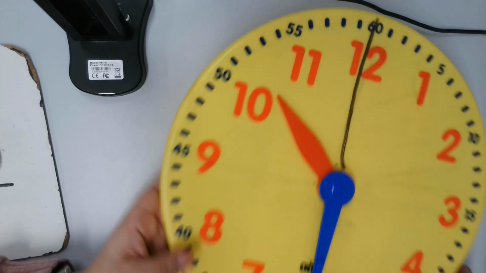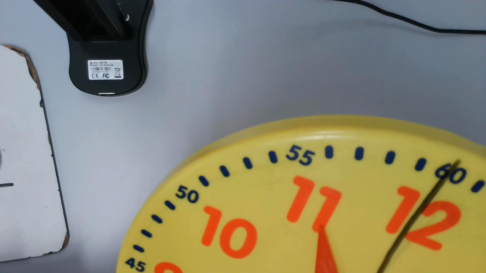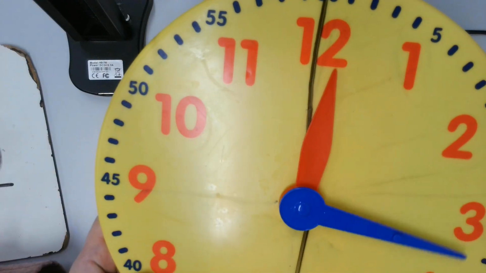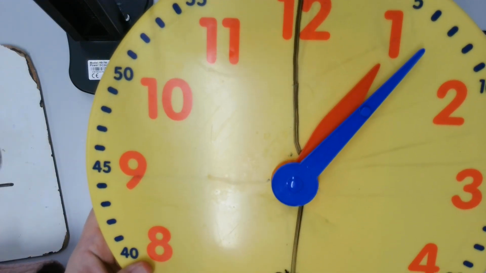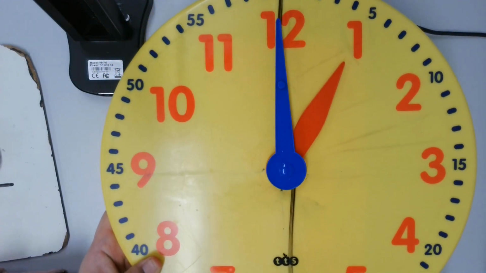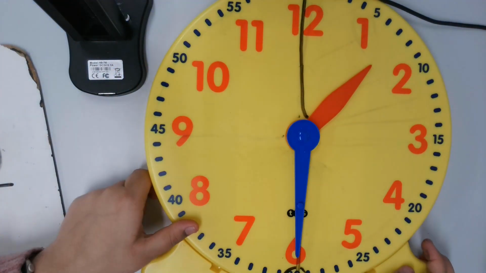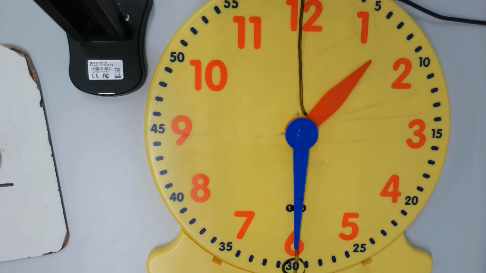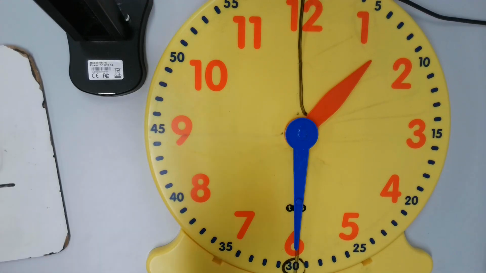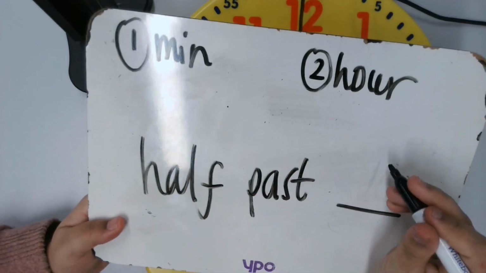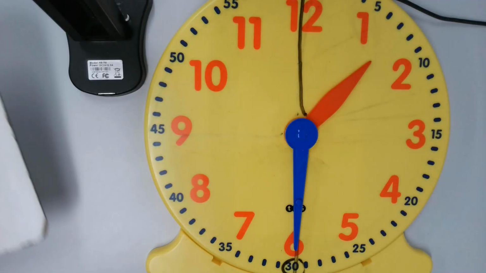Thinking about this, I'm going to give you another time. Okay. I'm going to watch. This is 1 o'clock. What's this time? Pause the video now and have a go. First thinking about your minutes and then your hours. What is the time? Hopefully you've had a go. And if you said the time was half past 1, then you are correct.